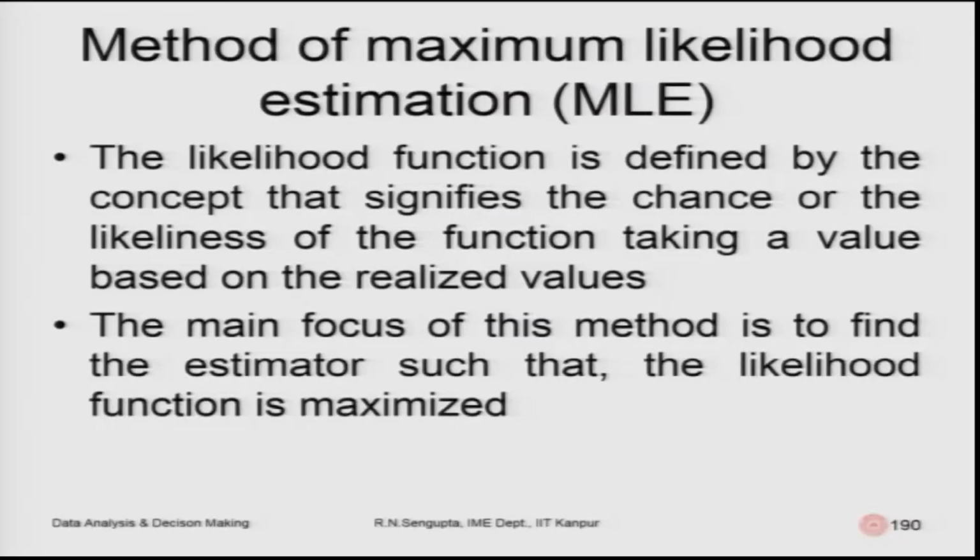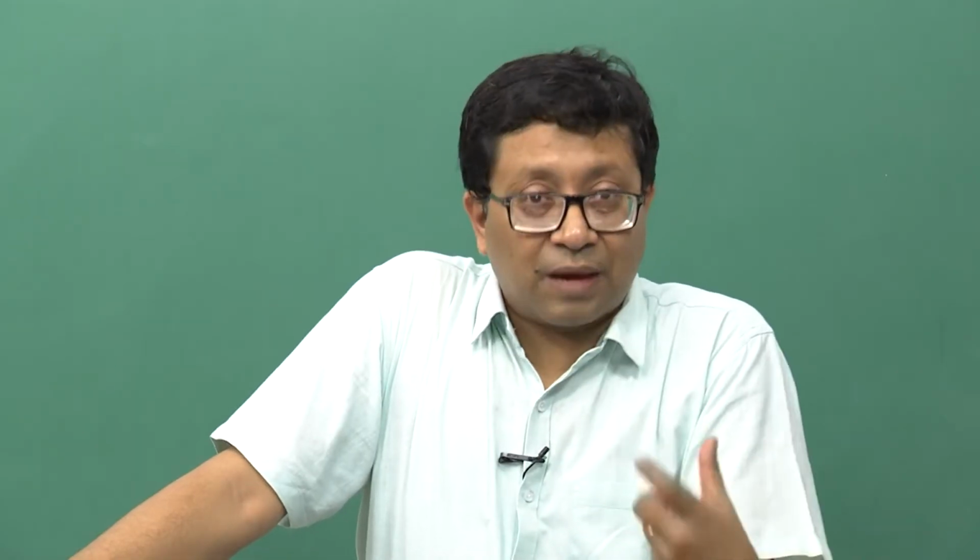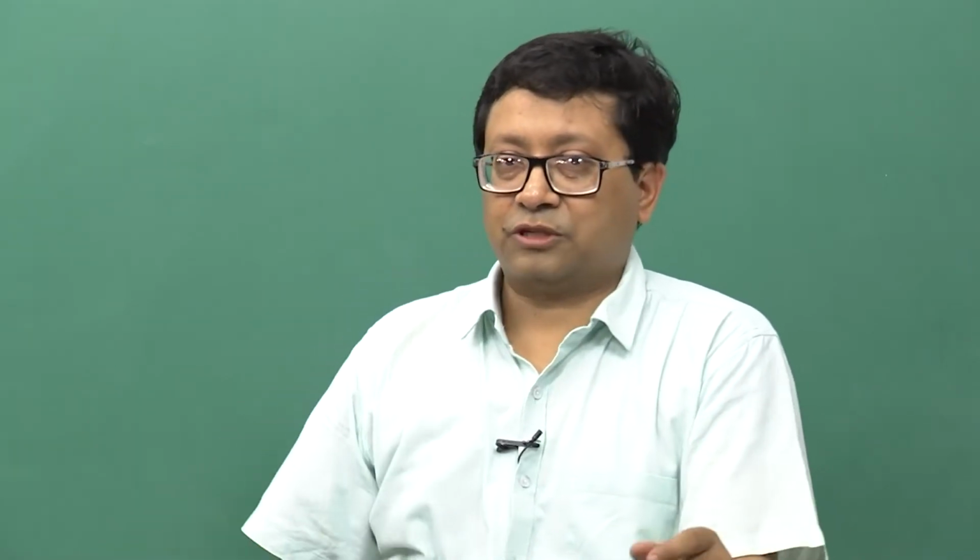The main focus of this method is to find the estimator such that the likelihood function is maximized. Generally the log likelihood is mentioned, because we convert the likelihood function into the log likelihood function, and it is easier to differentiate. Since the logarithm is an increasing function, finding at what value of theta the log likelihood takes its maximum is easy, and that characteristic from the sample gives us the best estimate of the population parameter theta.